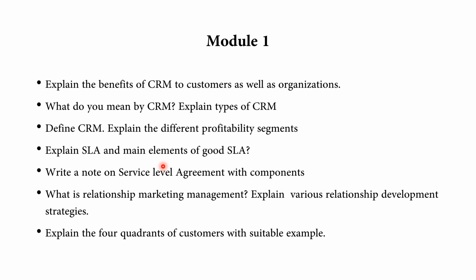Then explain SLA and what are the main elements of service level agreement, or that is good SLA. Write a note on SLA with components. Next, what is relationship marketing management, and explain the various relationship development strategies. And lastly, explain the 4 quadrants of customers with suitable example. Now this 4 quadrant is nothing but the same answer as different profitability segments, but they have asked the question in a different way. There are 2 different questions for the same answer. So these are all the questions that you need to cover up under module 1. You can go through it once.